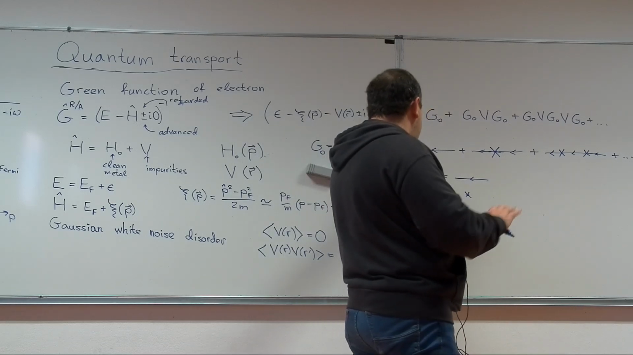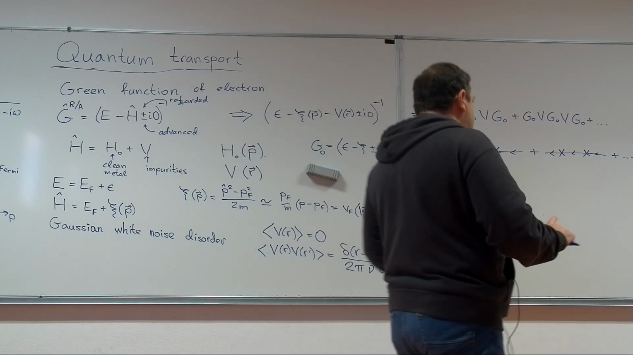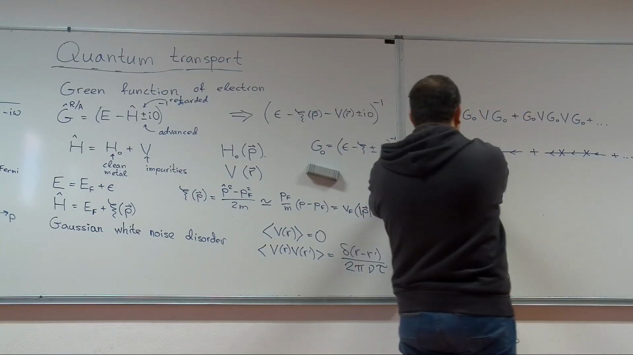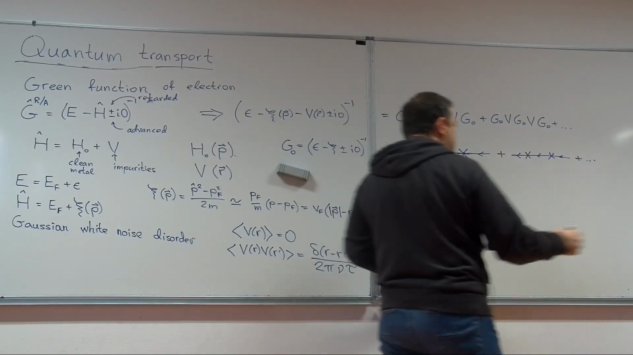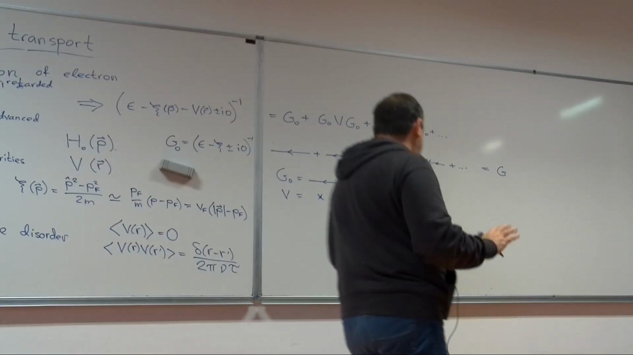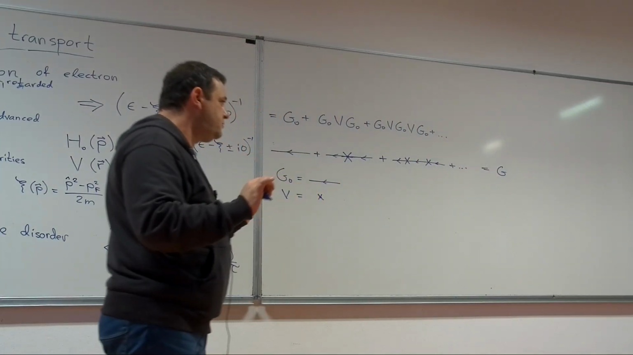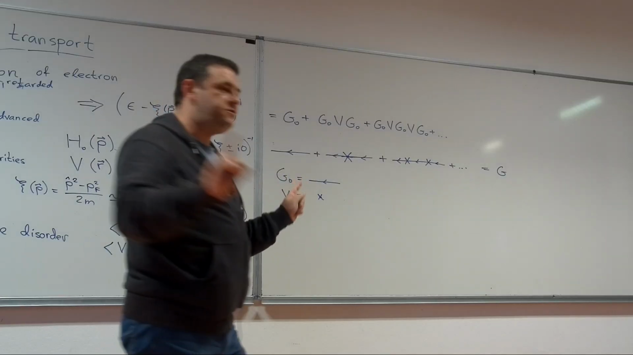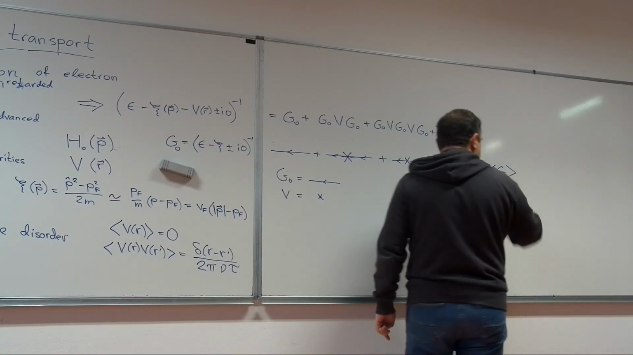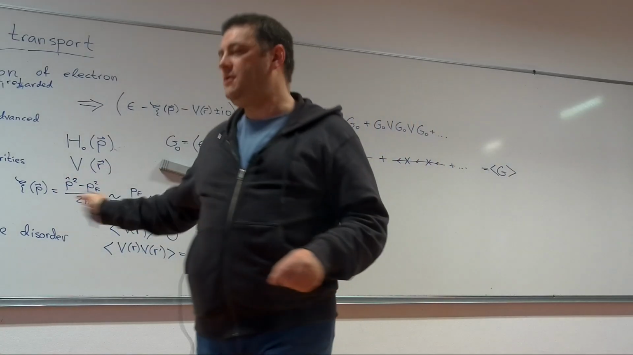Okay. So the first thing to calculate is this, our Green function, right? This series here is the Green function. So the first thing to compute would be the average Green function. Let's take our Green function and compute its average over the distribution.